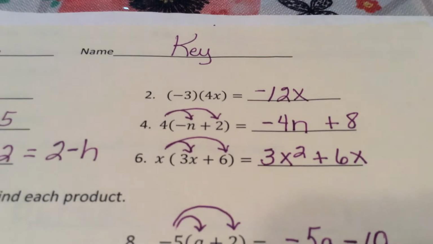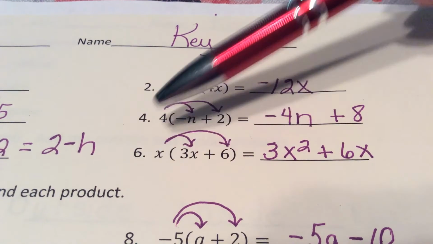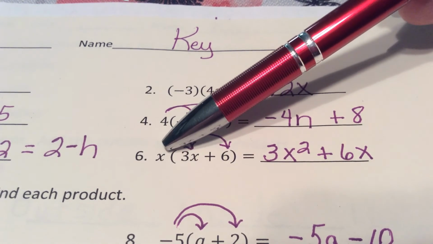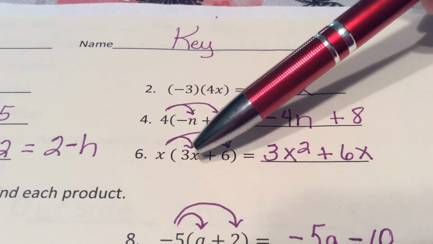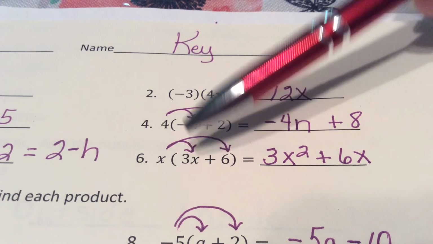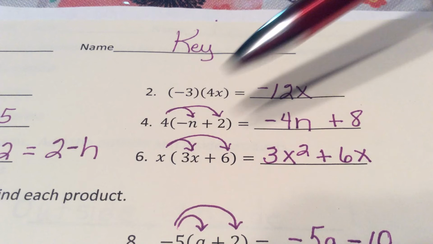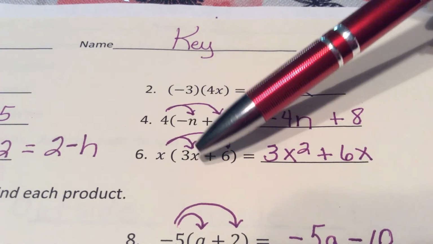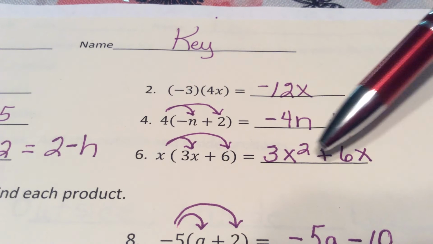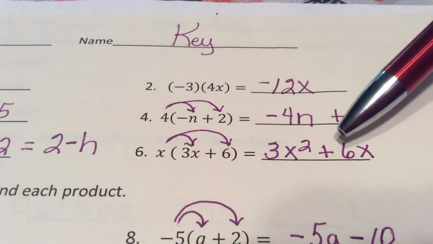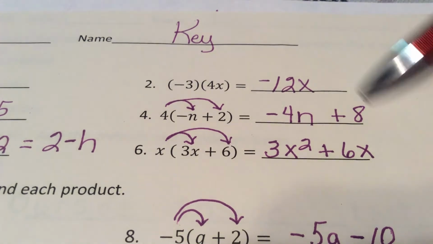On the next one, we're taking x. Now, when we take x times x, when we're multiplying, we have to add the exponents. So x times x is not x. 3 times 3 is not 3. X times x is x squared. So x times 3x is 3x squared. X times positive 6 is plus 6x.